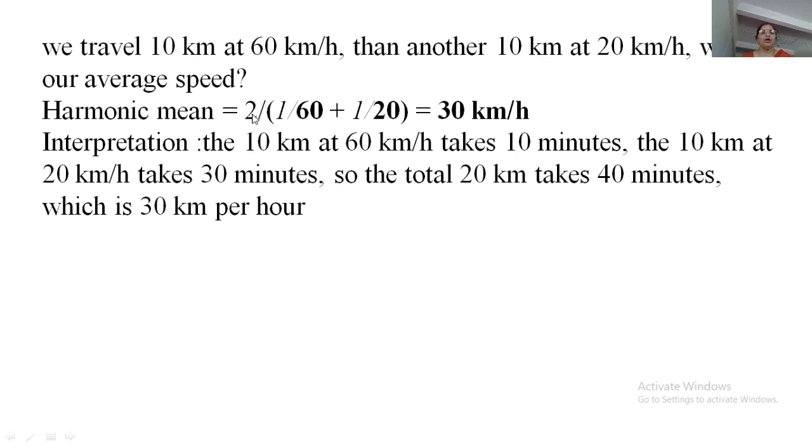So it is the harmonic mean of 2 upon 1 upon 60 plus 1 upon 20. You take the reciprocal of 60, the reciprocal of 20, and if you do this algebra, the average speed is 30 km per hour. Okay, so you try on your own. Total distance is 20 upon total minutes. Total minutes is equal to 50. So that will be your speed in kilometers per minute, which you have to convert into kilometers per hour.